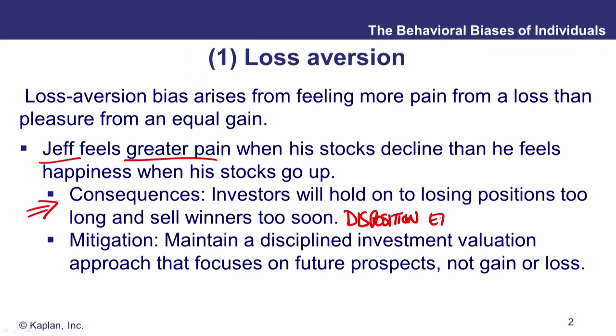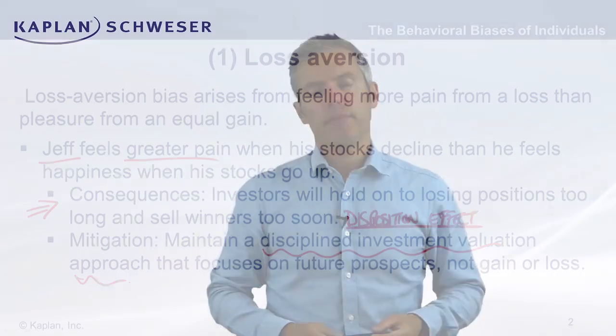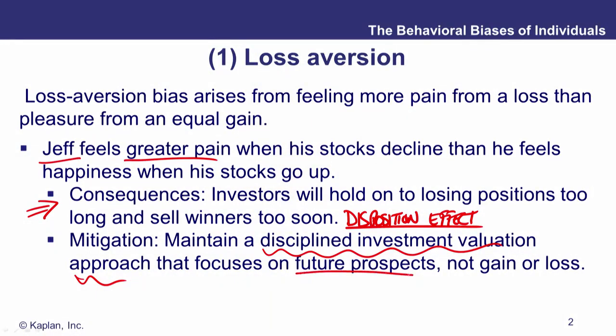So how do you mitigate this? Well, the key thing is to keep a disciplined valuation approach. Review the time horizons that you hold stocks for. Is there any evidence that you hold losers longer than you hold winners? And also make sure that you focus on future prospects, regardless of whether you are underwater, losing money, or making money, because that will remove the framing of prospect theory, which is a fundamental part of this loss aversion.